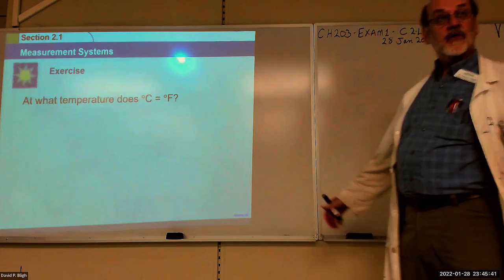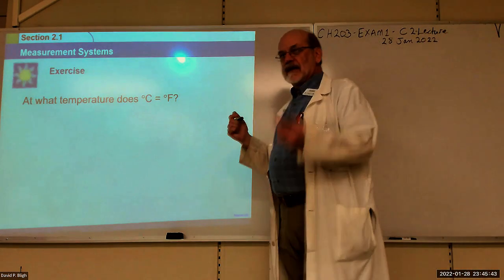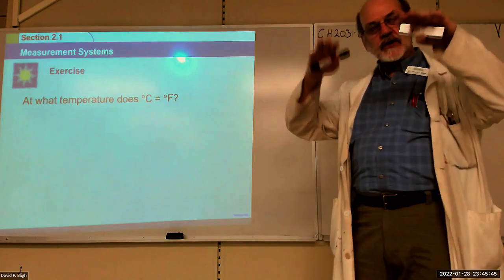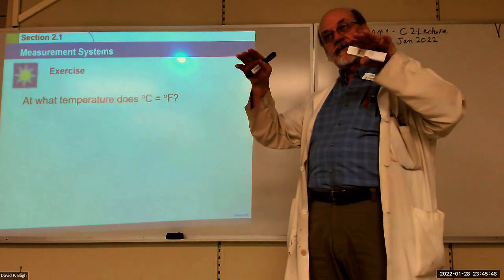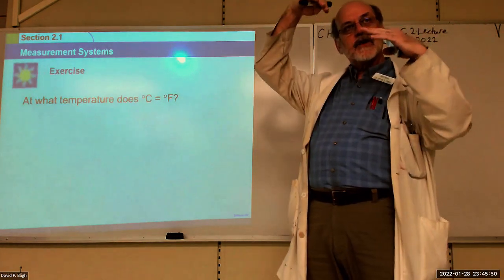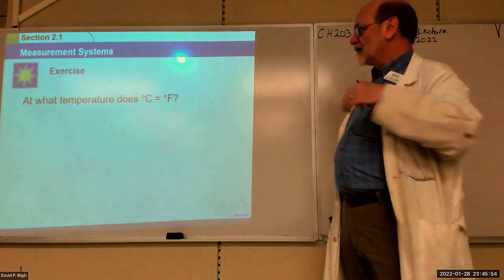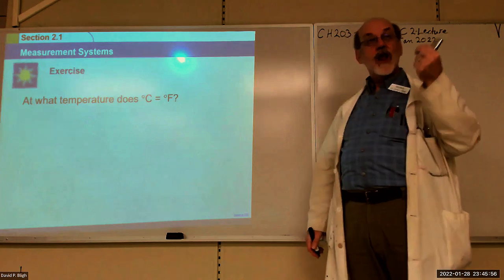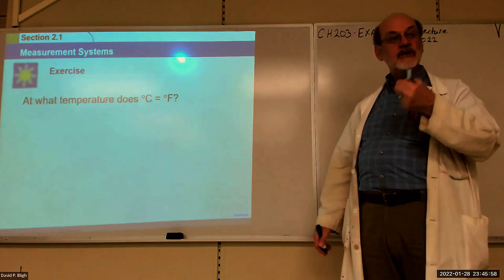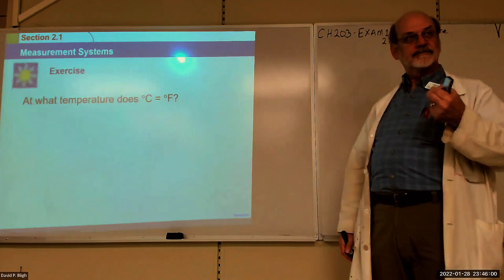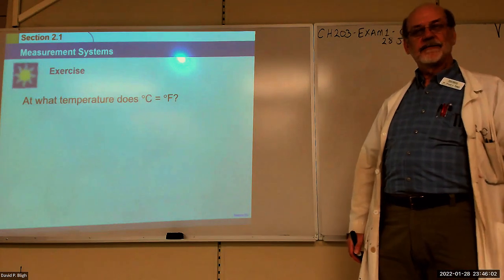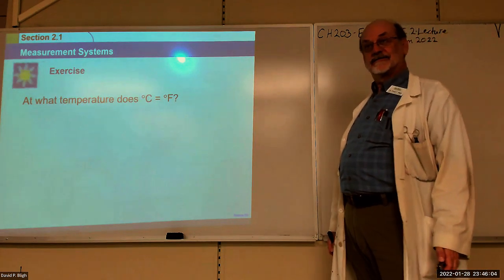Okay, here's another interesting question. Since they have different units for Celsius and Fahrenheit, that means they're on a different slope, and eventually their lines will cross. So at some point, the Celsius and Fahrenheit numbers for those units will be equal. So how do we do that? Well, algebra again.